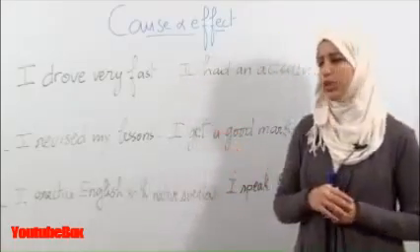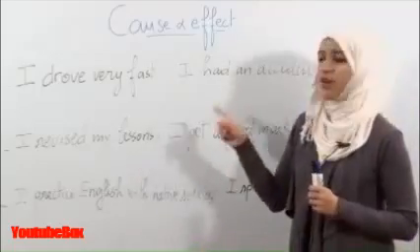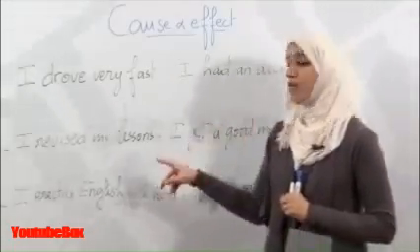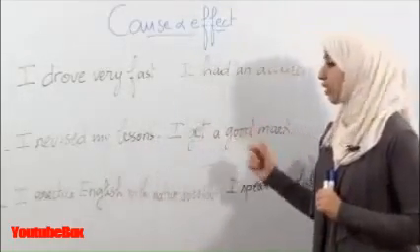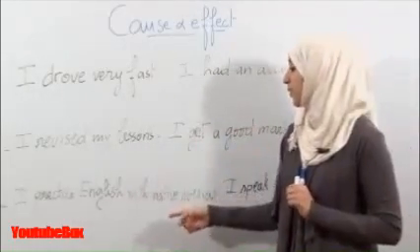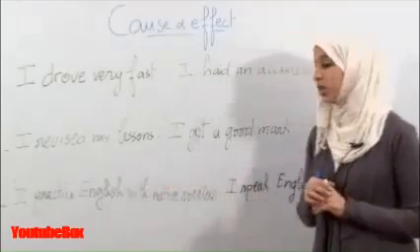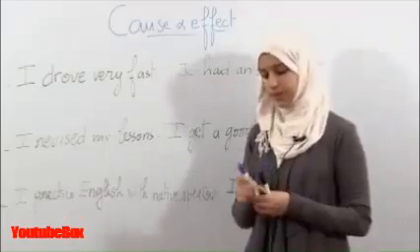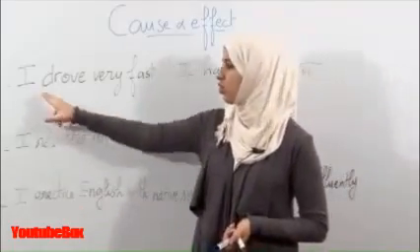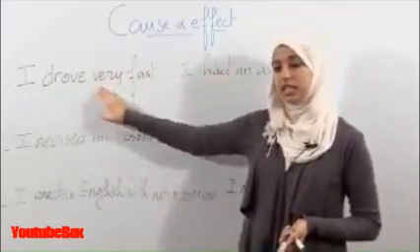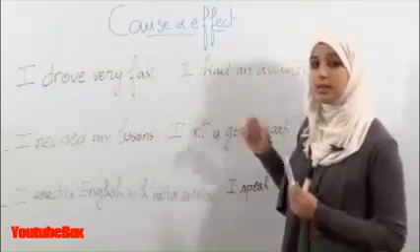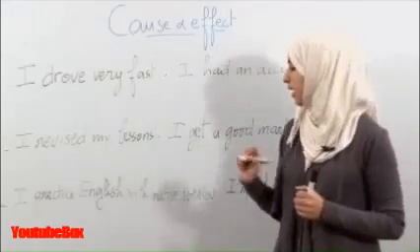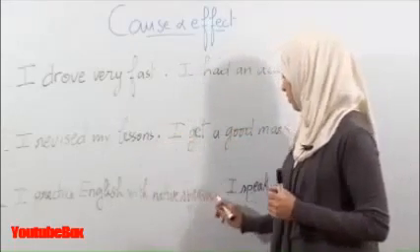I have here some examples for you. Number 1, I drove very fast, so I had an accident. Number 2, I revised my lessons, I get a good mark. Number 3, I practice English with native speakers, I speak English fluently. First, let's see. Pay attention here. We have two different sentences. This is sentence number 1 and this is sentence number 2. And we have in here a full stop or dot. Okay? It's the same thing right here. The same thing right here.